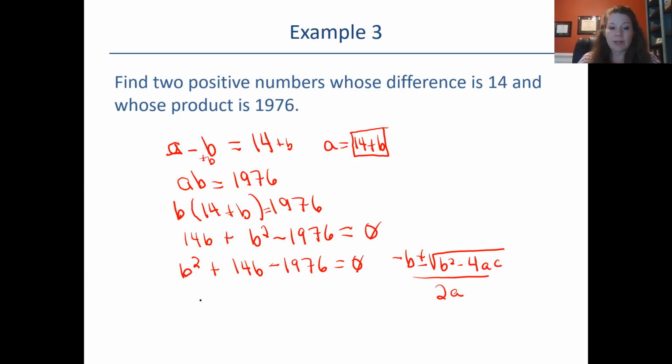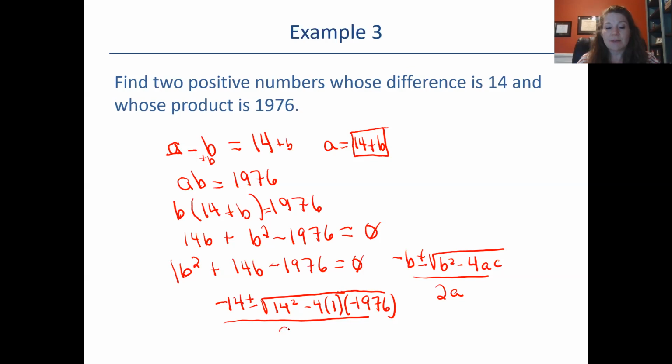All right, so, oh, I forgot to write it out. So we have 14B. Our letter B is 14, so we're gonna do the opposite of 14, plus and minus the square root of B squared, so 14 squared, minus 4 times our 1, which is letter A, and our C is negative 1976, all over 2 times A, which is 2.